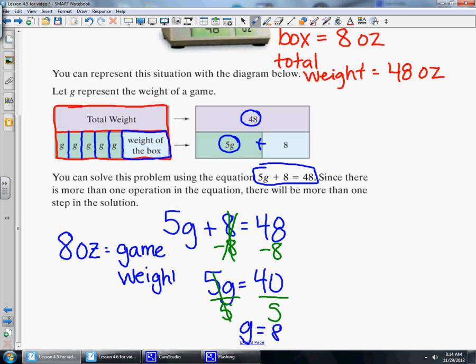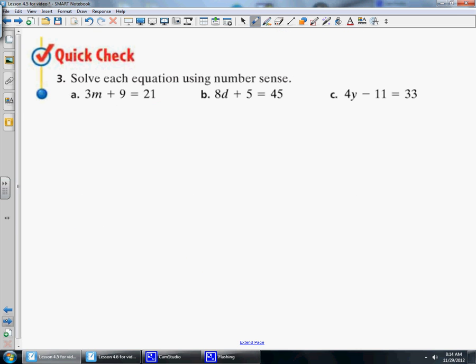And then this is your answer. So not only do you have to write the algebraic equation, you also need to solve the equation. So it's a long problem. So let's look at these problems here, and we're going to solve the equations using number sense.